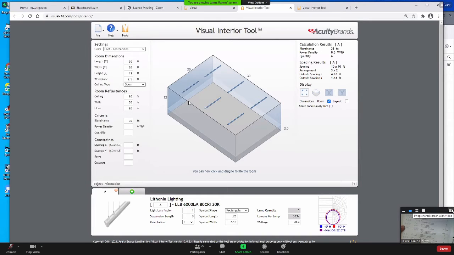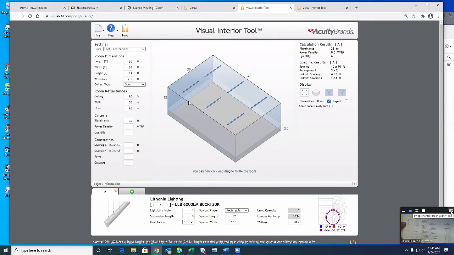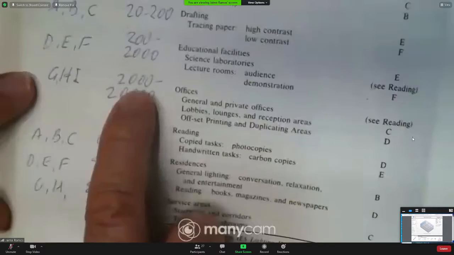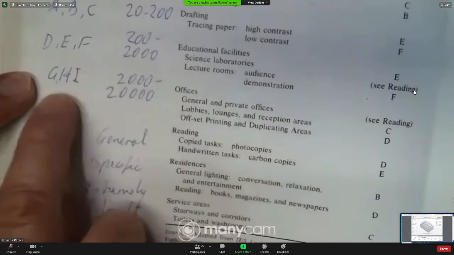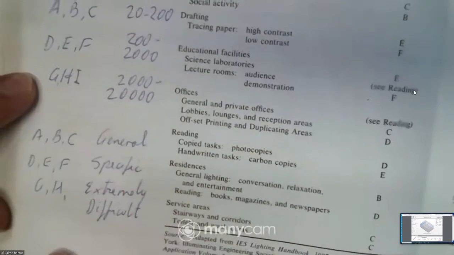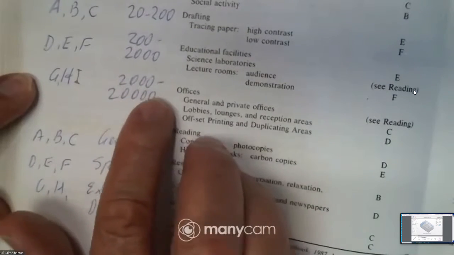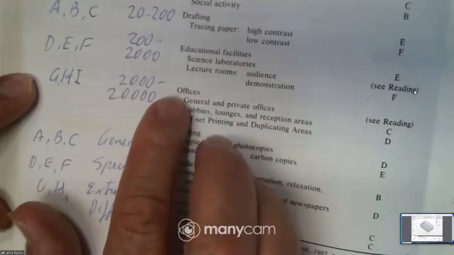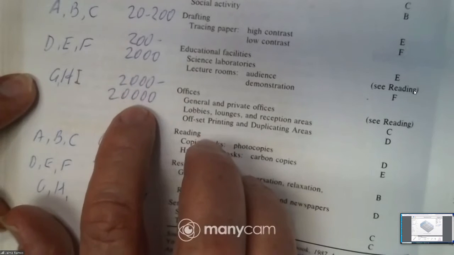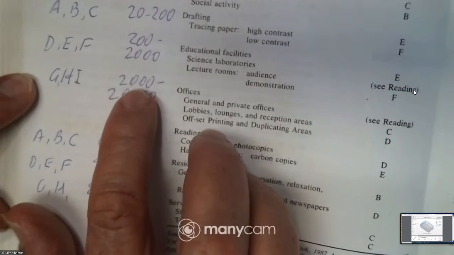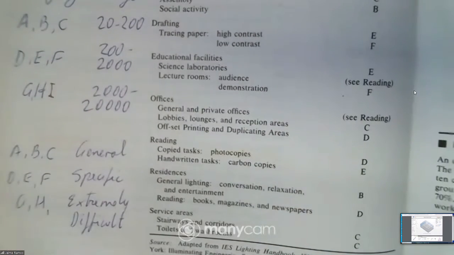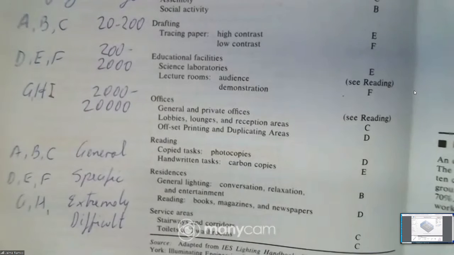Okay, how about offices? Offices are higher, so that will not be good for offices. So if you need to increase the number here to get higher, maybe to 200 foot candles, then you can go and put more lamps.